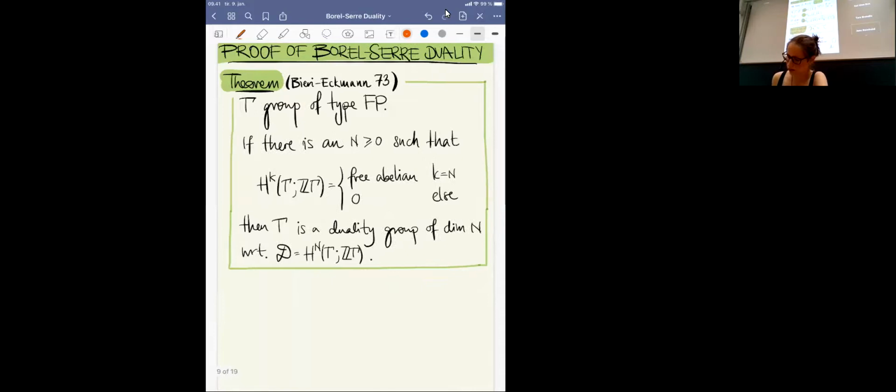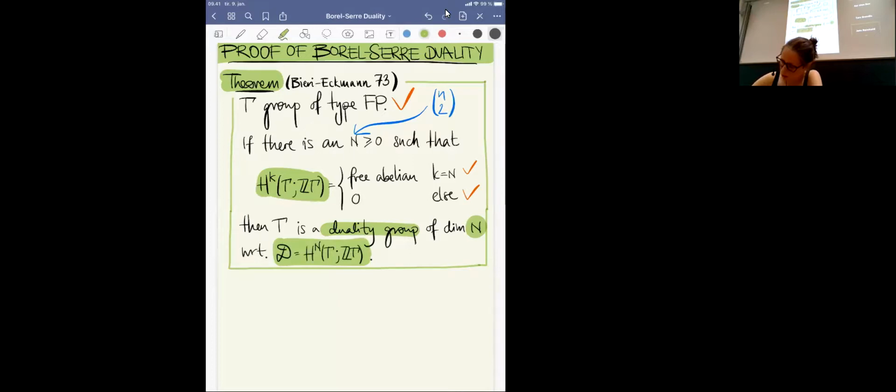So I've written it out again here. We have a group of type FP, that is true. We have an integer, n choose 2, such that this cohomology is free abelian in this degree, and it's trivial otherwise. So we conclude that gamma is indeed a duality group of dimension n choose 2 with respect to this dualizing module, which we furthermore identified as the reduced homology in degree n-2 of the Tits building, which is how we define the Steinberg module.